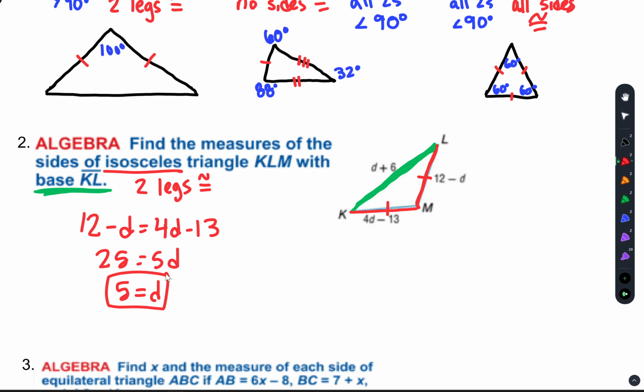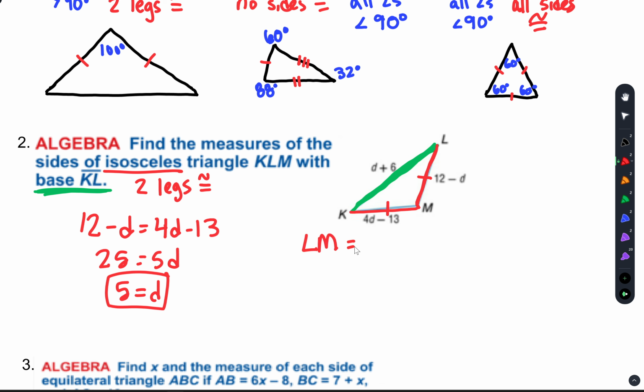A lot of us messed this up on our exam yesterday. We found our variable, but then we didn't follow through and read the directions. We forgot to plug it back in. So we have to take this 5 and plug it back in to find all 3 sides of this triangle.